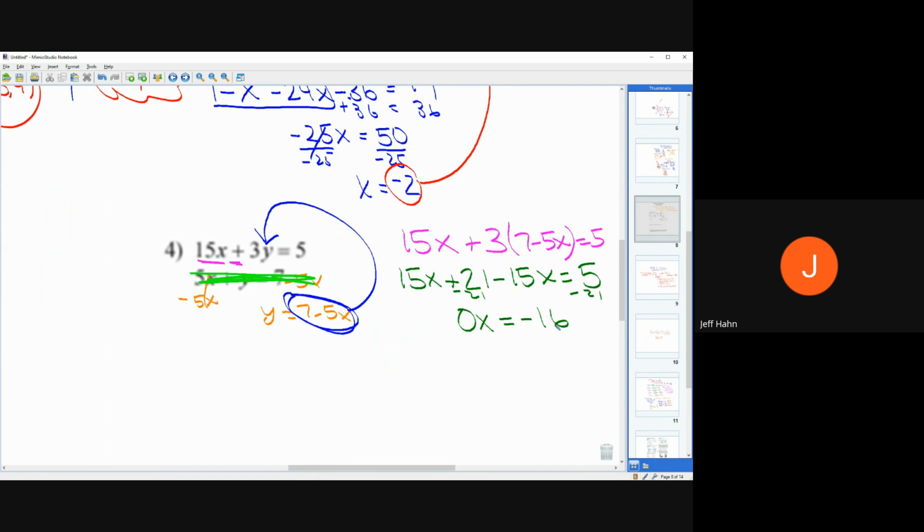This is no solution, which means what about those two lines if I graph them? Where do they cross? They don't. They're parallel lines. I can't divide by zero. That means this is no solution. If you graph these two lines, they will be parallel. We should probably check, just to see if we're smart.